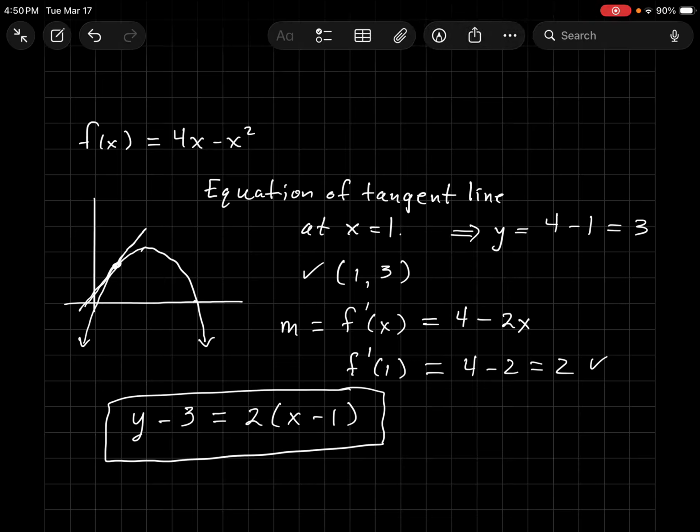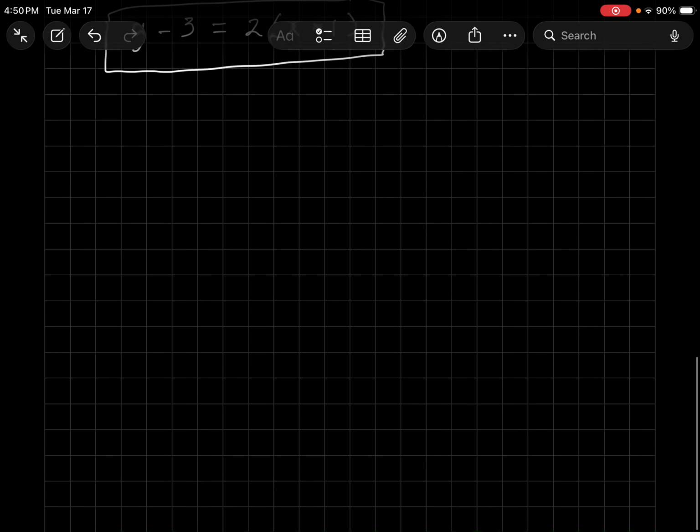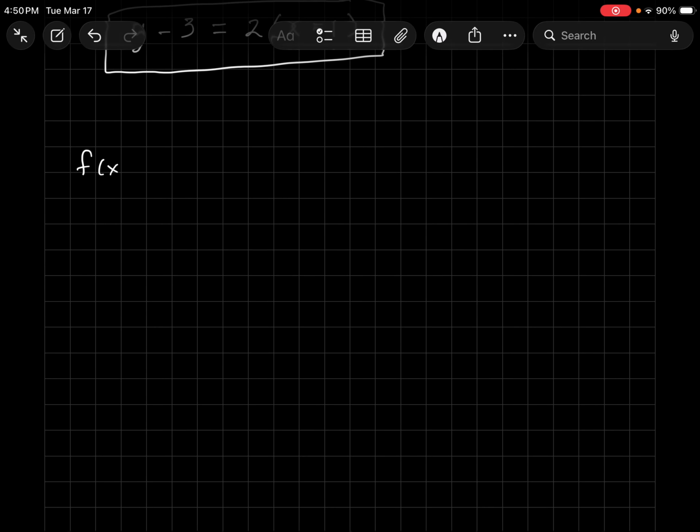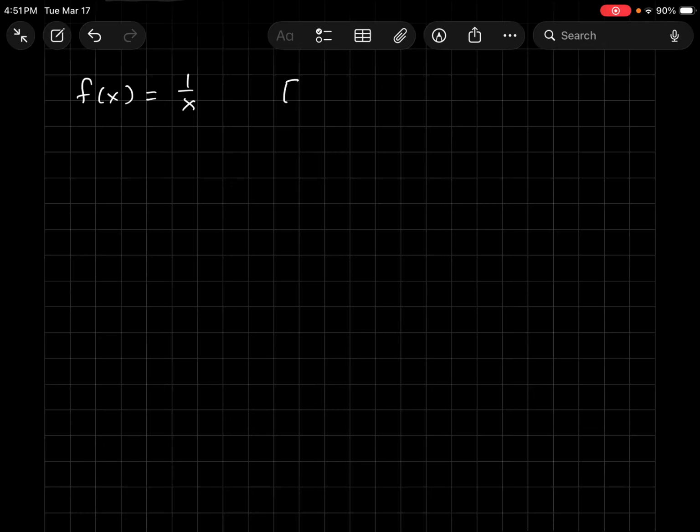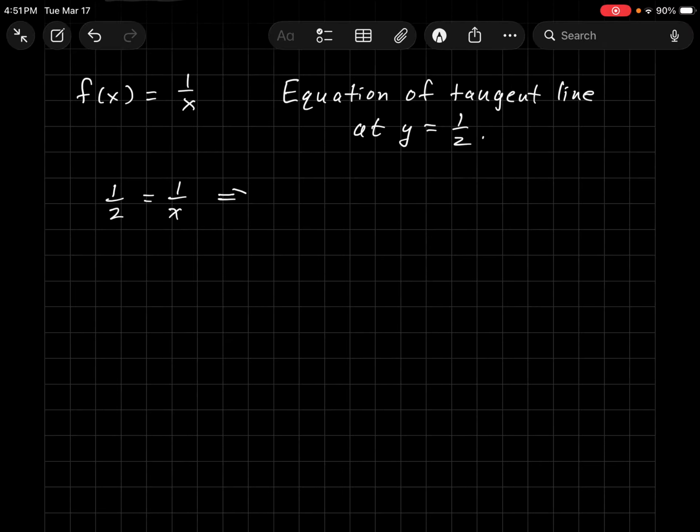Let's do a few more examples writing equations of tangent lines. What if our function is f of x equals 1 over x? And let's write the equation of the tangent line at, let's say, y equals 1/2. I have one of the three things that I need, the y. I'm missing the x, so if I have 1/2 equals 1 over x, well, of course, x equals 2. So now I have the second thing. I got the x and the y.